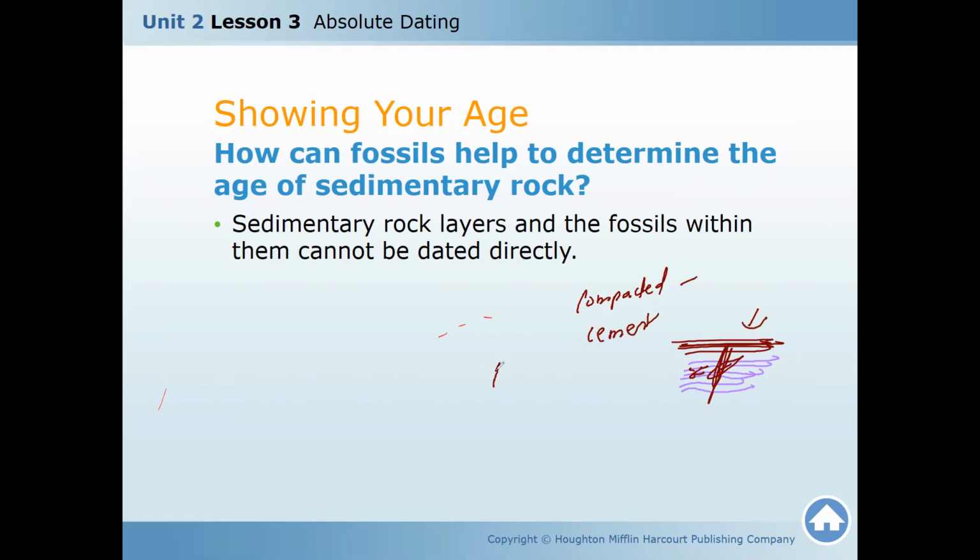If it's a loose powder, the particles are moving here and there. If you blow a loose powder, it will blow into the air. But when it's compacted and you blow it, it will not blow into the air because it is pressed. You pressed it so hard that it became a layer. And similarly, sedimentary rock layers and the fossils within them cannot be dated directly. You cannot date them directly.